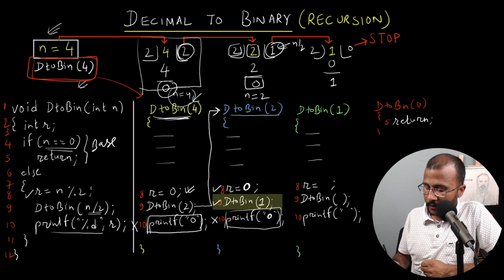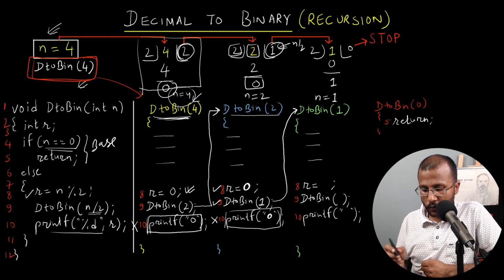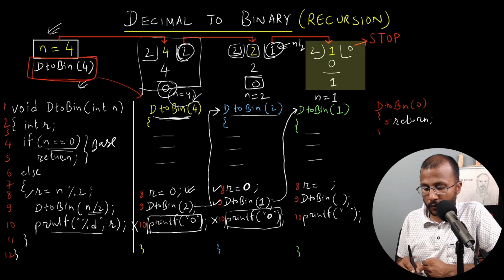So here it is making a call at line number 9, decimal to binary, passing the value of n as 1. So it will call this instance wherein n is equal to 1. Again n equals to 1, so n equals to 0 is false. It goes to the else part. So lines 8, 9, 10 are there. What is the remainder if I divide 1 by 2? The remainder is 1. Decimal to binary, I'll have to pass n by 2.